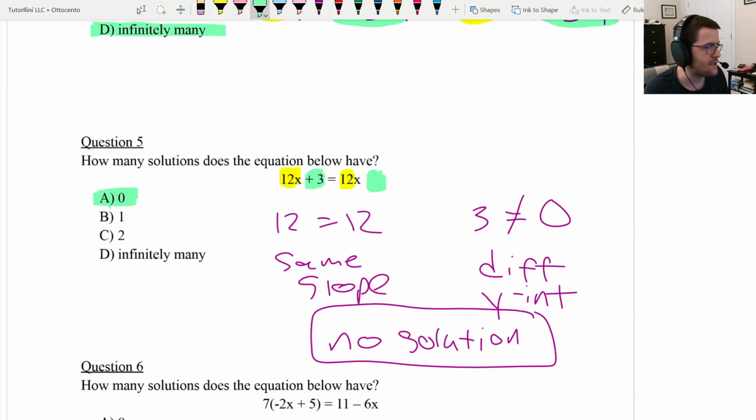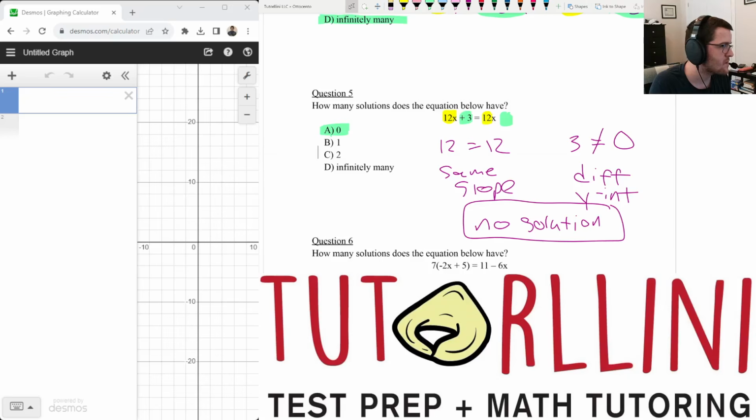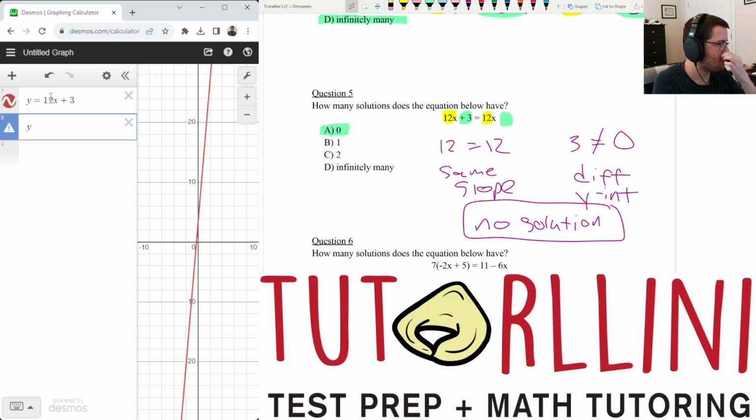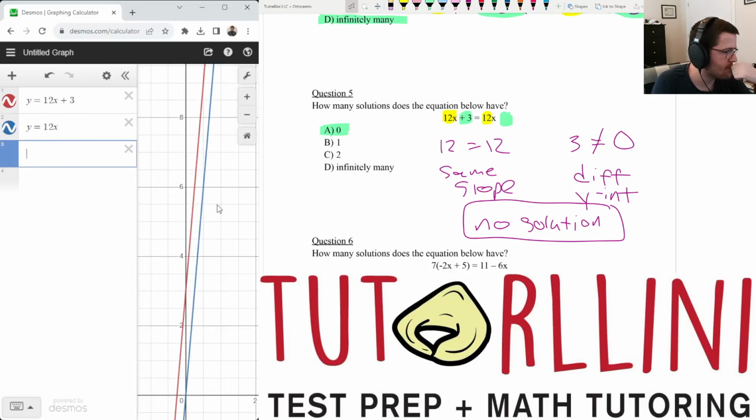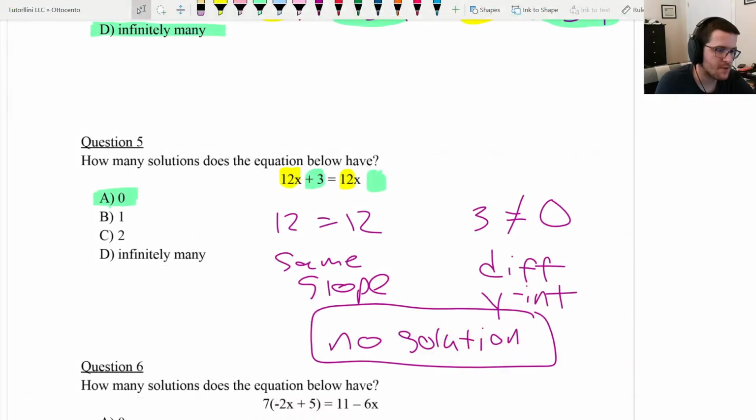Let's graph it, see if we did it right. So we're going to do y equals 12x plus 3. And then y equals the right-hand side, 12x. And it looks like these guys are parallel. They're not going to cross. So I think we did a good job. Let's go back over here.